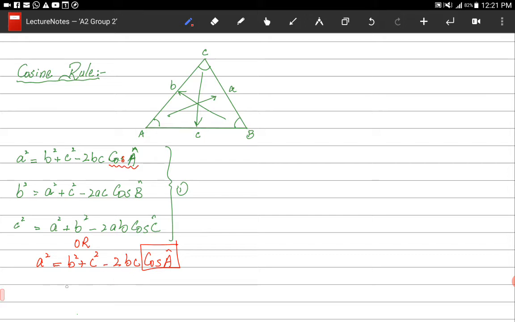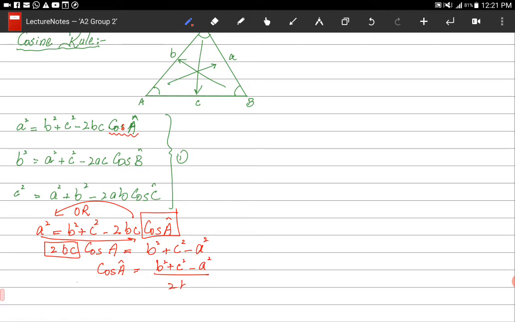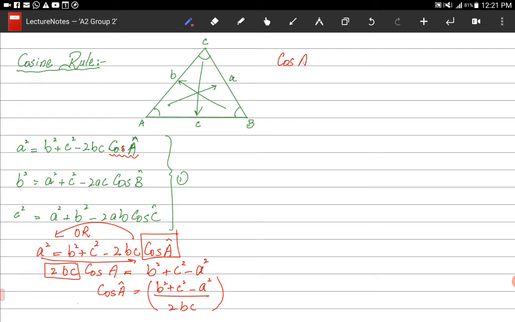It would be 2bc cos of A is equal to b square plus c square minus a square. Okay, I have taken 2bc cos A on the left hand side, and I have taken a square on the right hand side. Now you're going to divide by b and c over there. So we have cos of A equals b square plus c square minus a square divided by 2 times b into c.